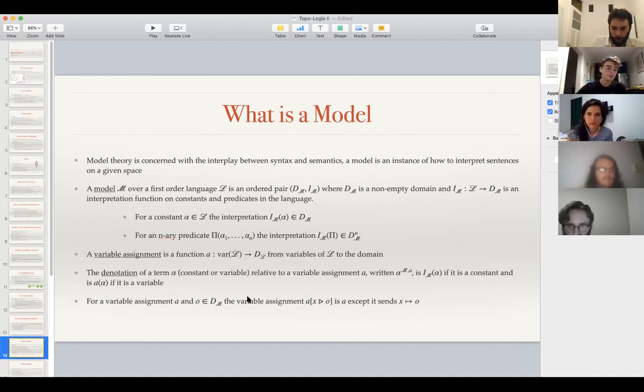Then there's a variable assignment, where if we take a variable of the language, we give it an explicit thing. This is if we want to have a free variable in the formula. For example, if we want to say there exists x such that p of x, you need a notion of how to plug in a variable. So that's what this variable assignment is.